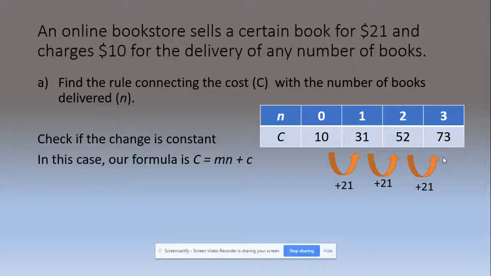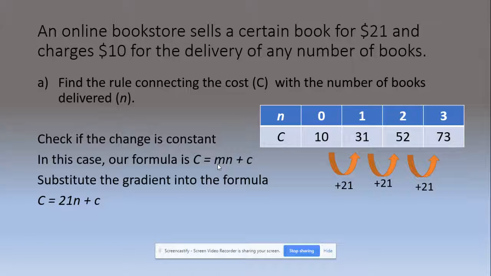Our formula, though, is slightly different because they've given us the pronumerals. So C would normally be Y. M is there because that's our gradient. N is the number of books, and C is our y-intercept. Now we know what our gradient is, so we can substitute the gradient in the formula. So now you've got C equals 21N plus C.